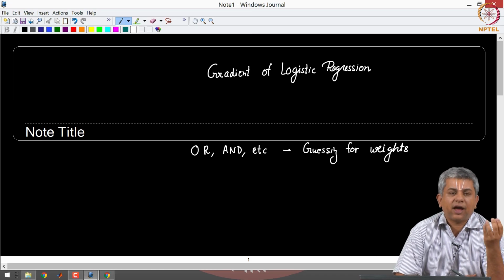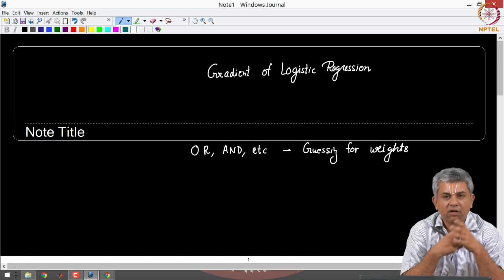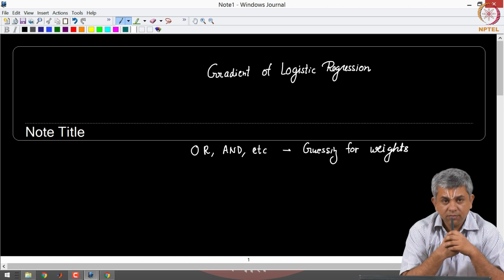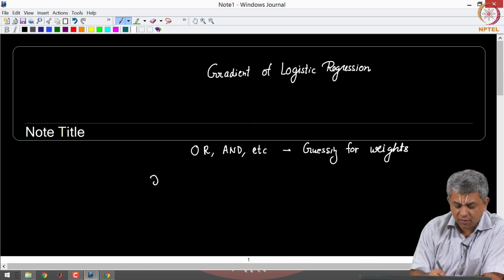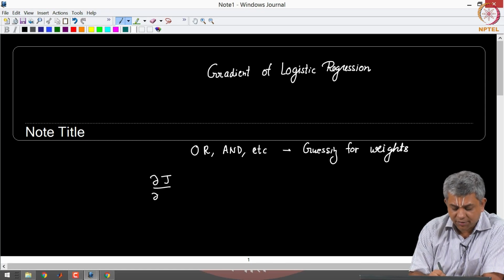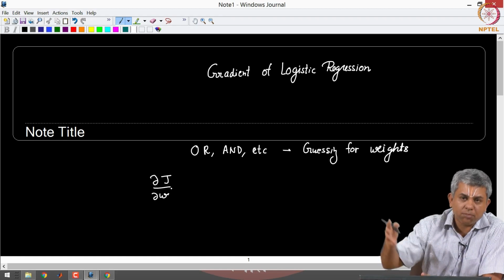Now obviously that happened well because we had only 4 data points and we just had to fit a classifying line between those 4 data points. In general, of course, it is not really possible to just guess for a good line, which is why we will look at how to calculate the gradient of the logistic regression, which will complete our loop.